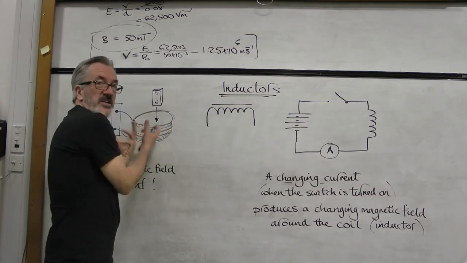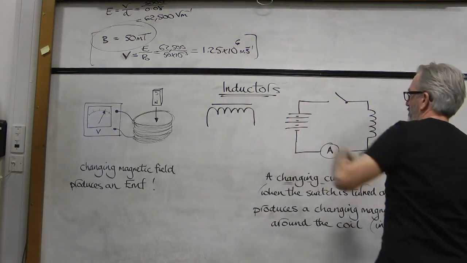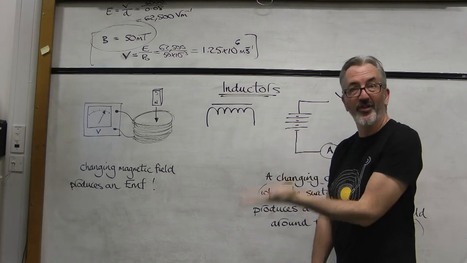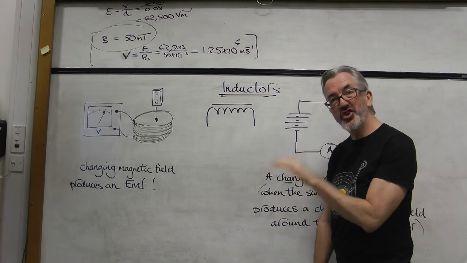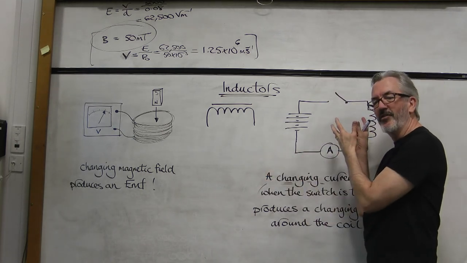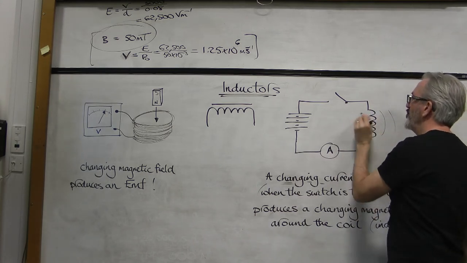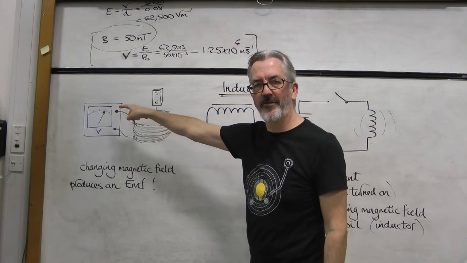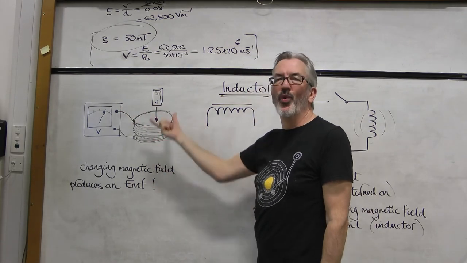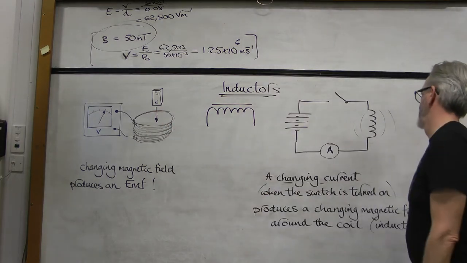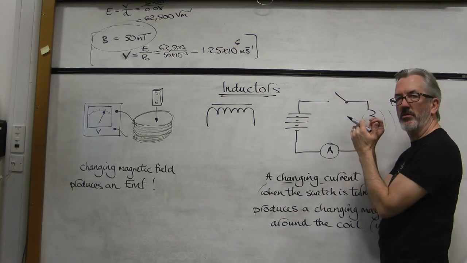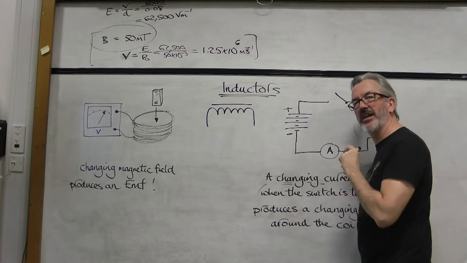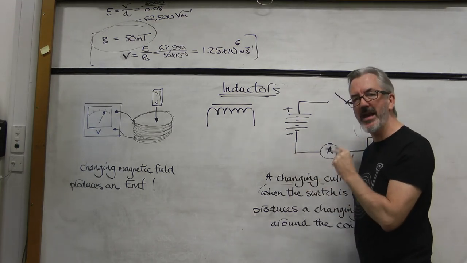a changing magnetic field causes an EMF. If you turn that switch on, then the current in that circuit will change, and it wants to change infinitely quickly from being off to being on. And a changing current will produce a changing magnetic field, and a magnetic field will grow around that coil. And a changing magnetic field produces an EMF. And that EMF opposes the change that's causing it. So when a magnetic field grows around a coil, when you turn it on, it produces an EMF that's in the opposite direction to the EMF that's producing it. It's called a back EMF.